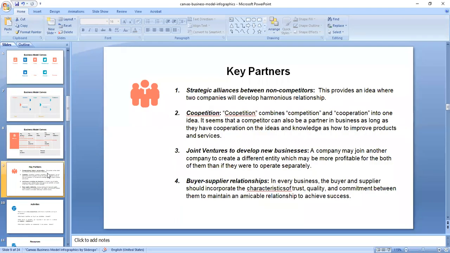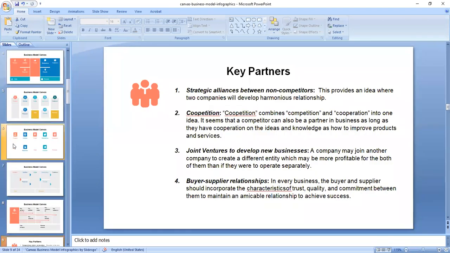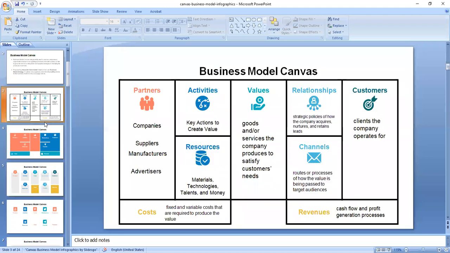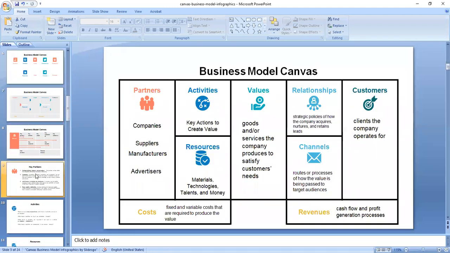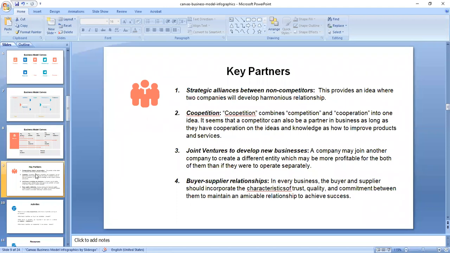Okay, now let's go to each one. So let's go to the key partners, although in part I have already discussed it in here. Let's go to this because anyway, it's not yet time. So let's go to the key partners. They may come in any of these four forms. They could be your strategic alliances between non-competitors. So these are your alliances, your help. Now, this provides an idea where two companies will develop harmonious relationships.